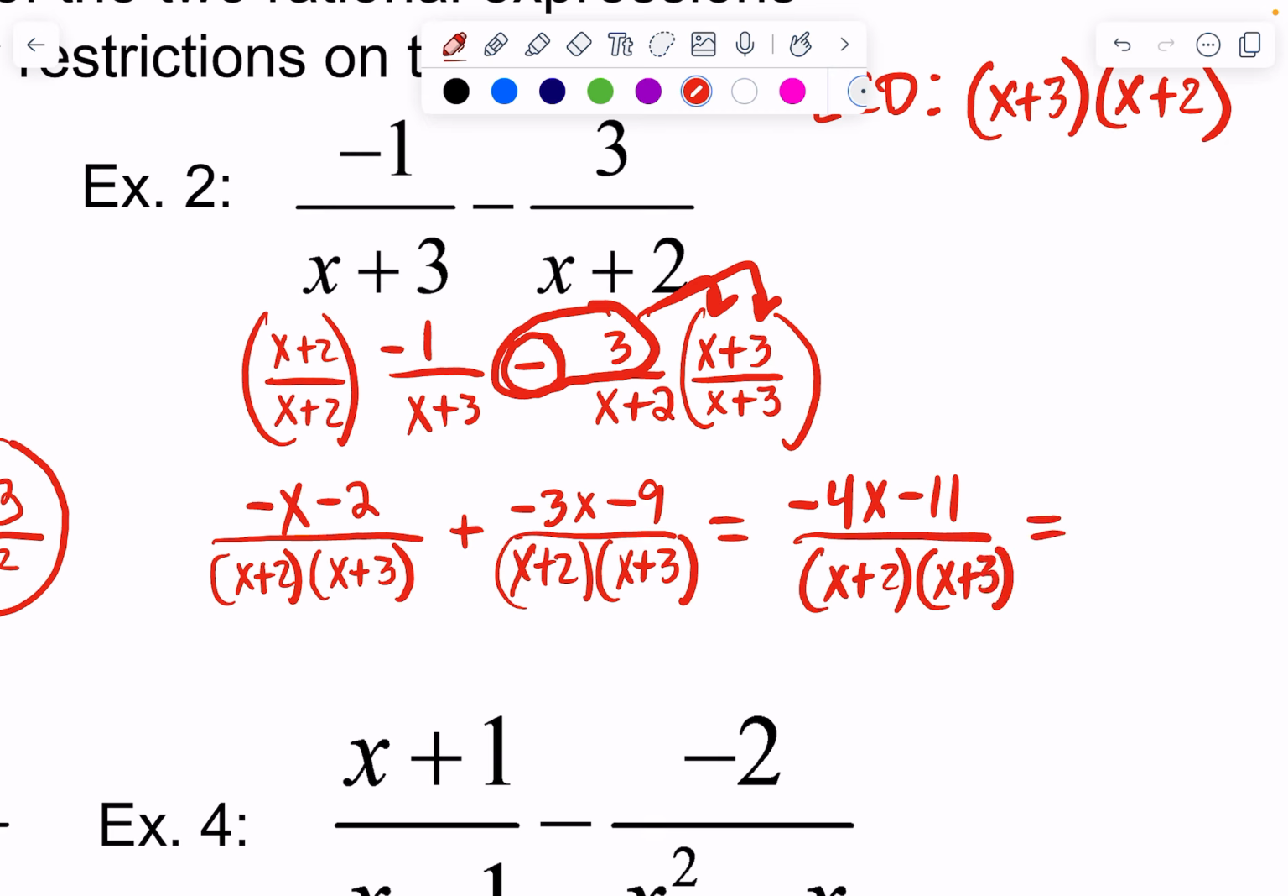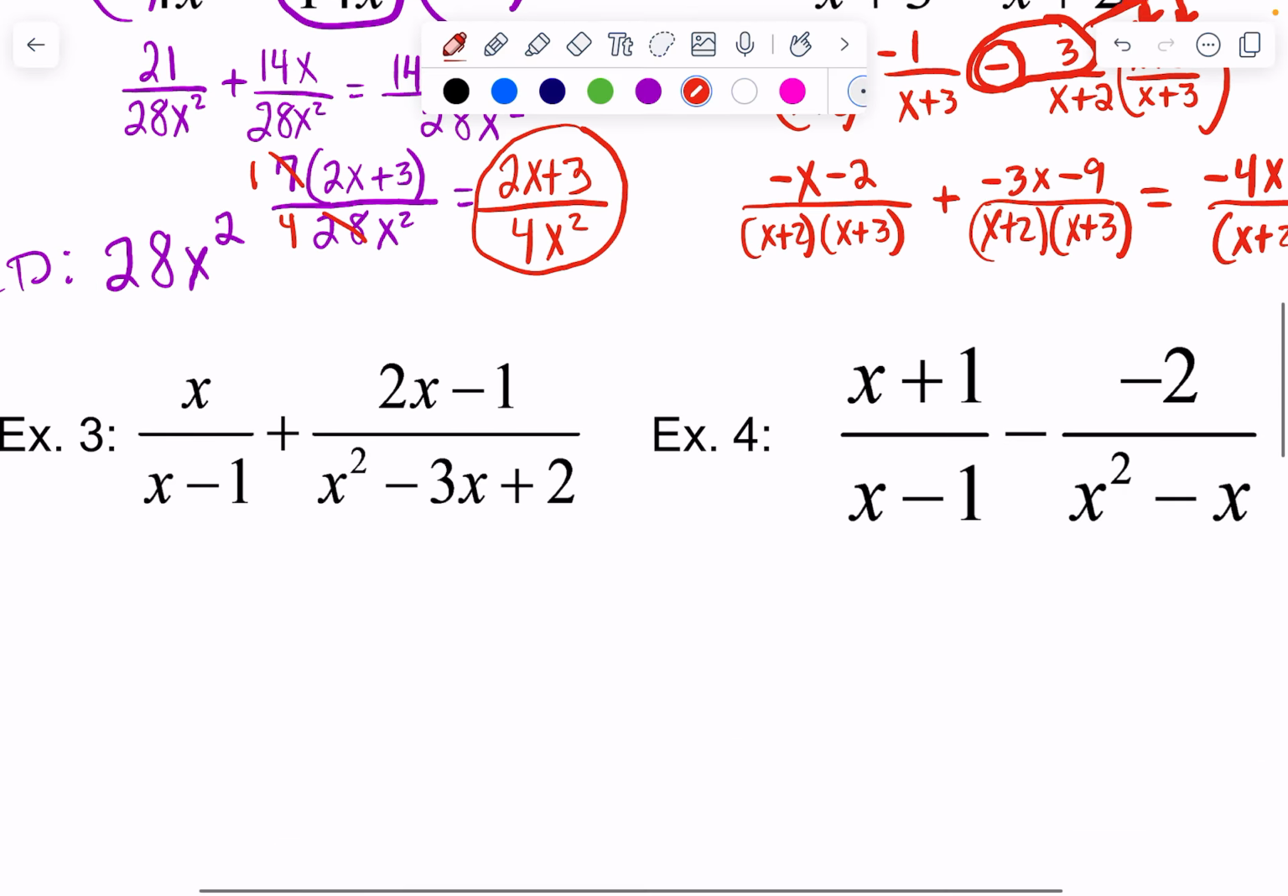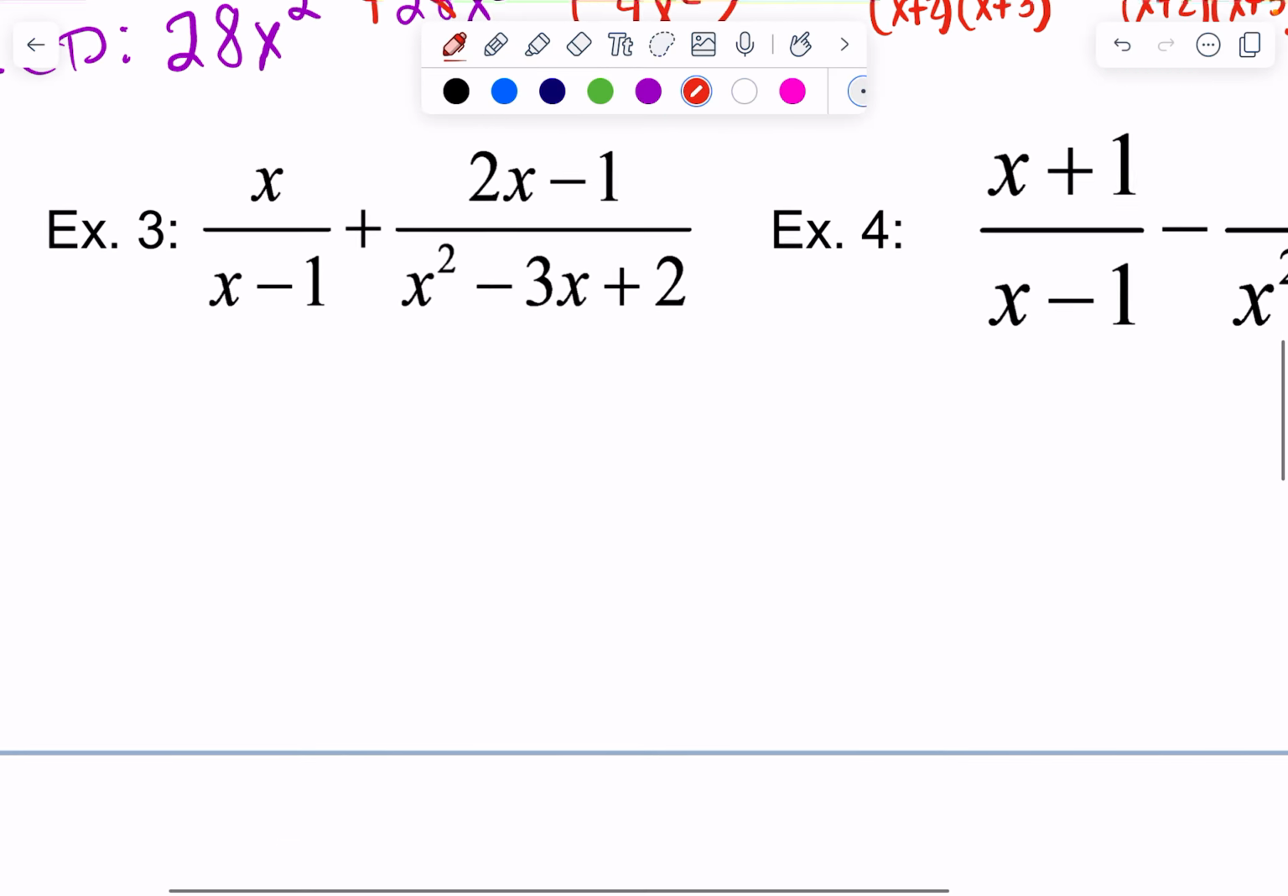And then I'm going to go ahead and simplify by factoring out a negative 1 from that negative 4x minus 11, creating (4x + 11) over (x + 2)(x + 3). And there you have it. Okay, let's continue. Get a little bit more complicated now.